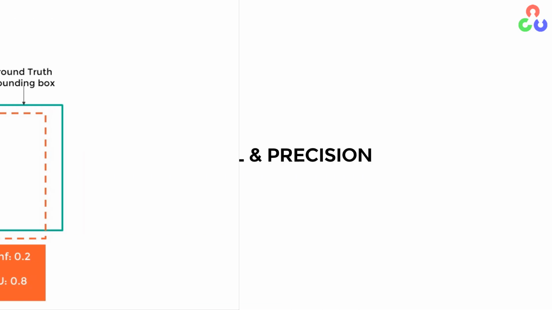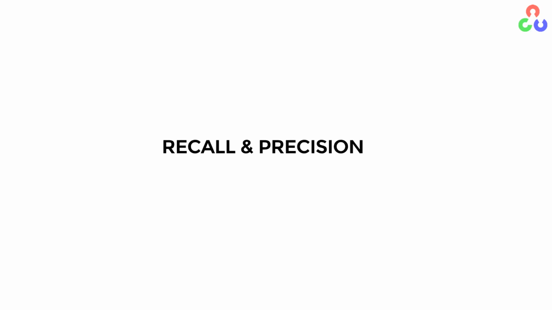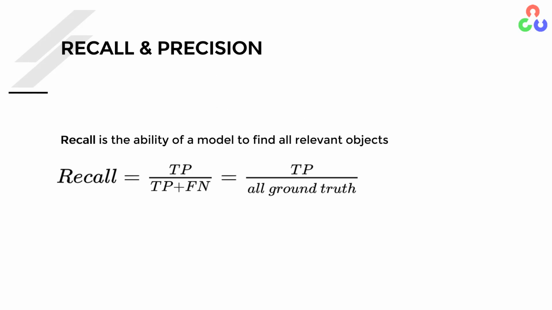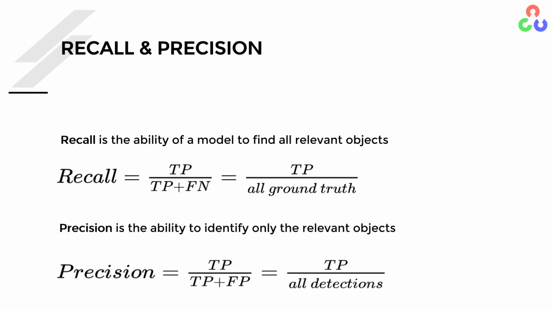Now let's look at recall and precision. We have discussed this in classification lectures, but let's just go over it once again. Recall is the ability of a model to find all relevant objects, meaning all the ground truth bounding boxes. It is the percentage of true positives detected among all relevant ground truths. Precision, on the other hand, is the ability of a model to identify only the relevant objects. It is the percentage of correct positive predictions.